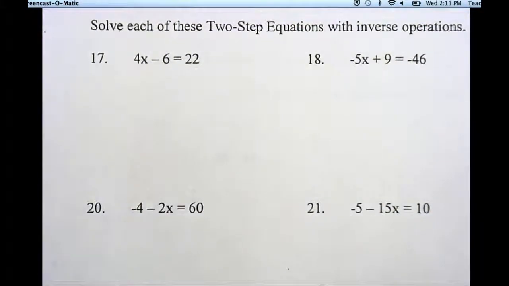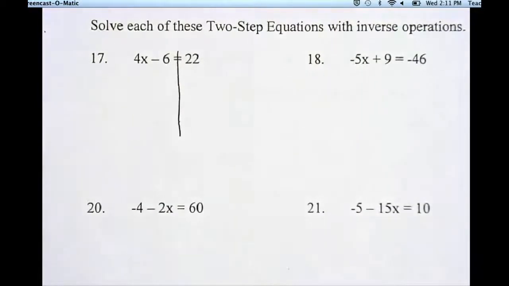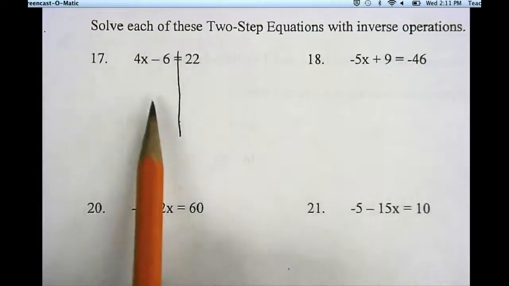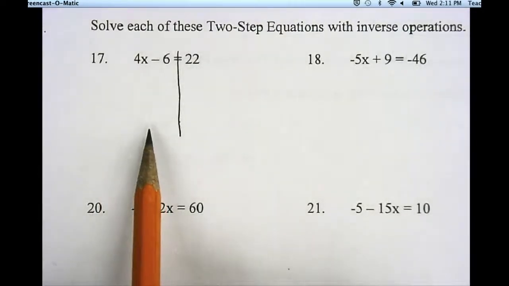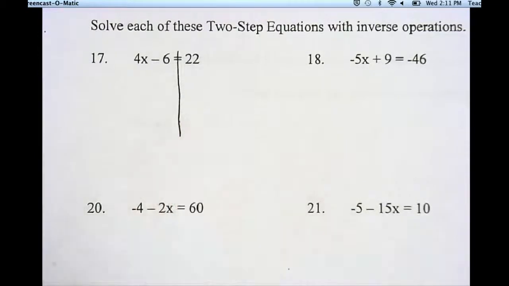So the first step I always do when I'm doing a two-step equation is I make a fence. And what that fence tells me is whatever I do on one side of the equation, I've got to make sure I do on the other side of the equation also. After I make my fence, the goal is to solve for x on this side of the equation. And while I'm doing it, I'm going to do the exact same thing on the other side as I did on this side when I solved for x.